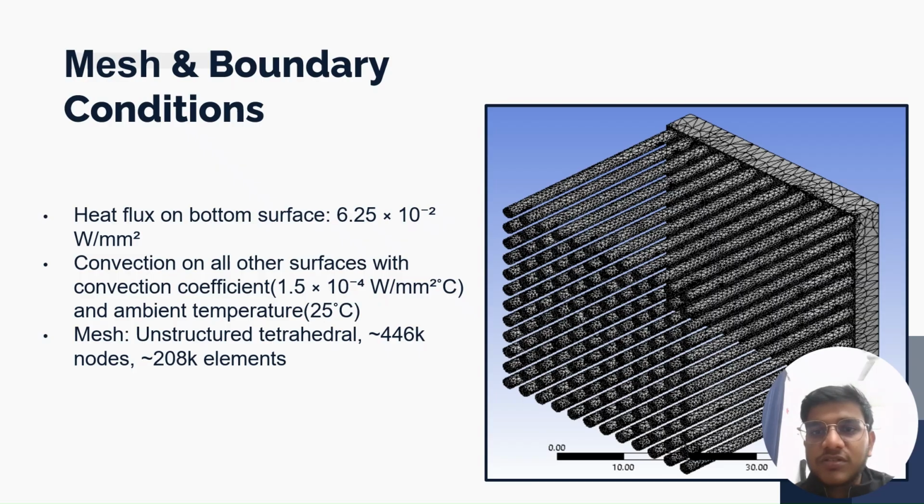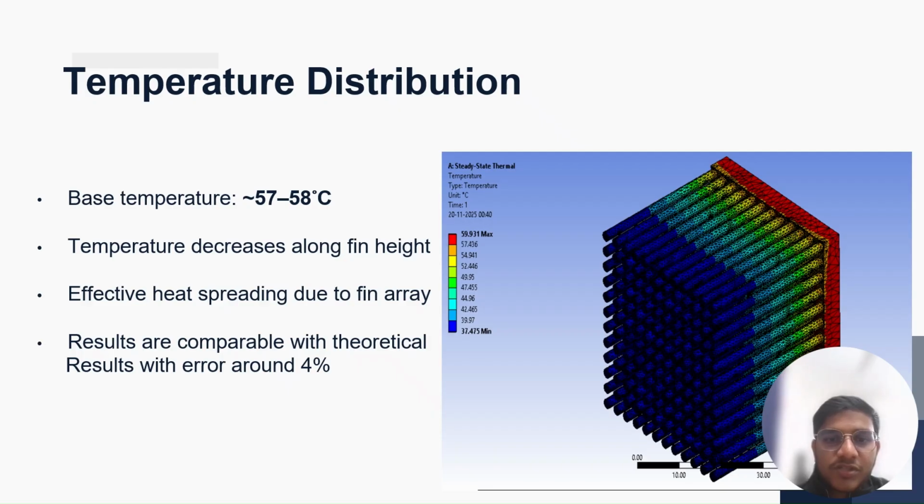The analysis was steady state analysis, and we applied 6.25 × 10^-2 watt per millimeter square uniform heat flux on the bottom face, and convection on all other surfaces with convection coefficient of 150 watt per meter square degree Celsius and an ambient temperature of 25 degrees Celsius. Also note that we get the heat flux from the heat generation by dividing with surface area. Now let's see the temperature distribution.